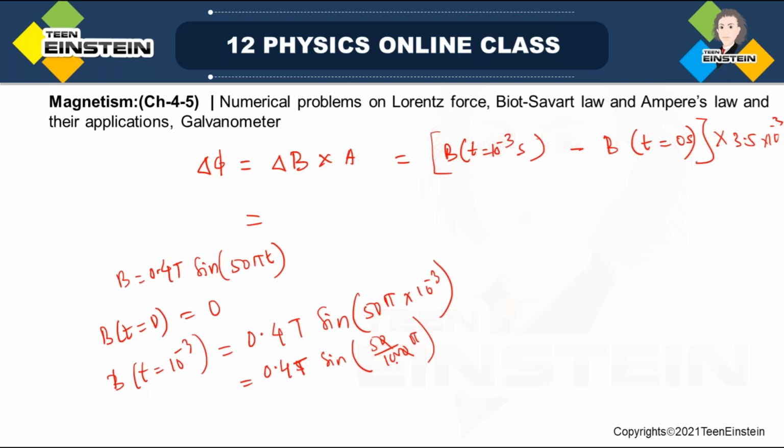Okay, so it is actually 20. No, there is some mistake I have done. I think in the expression of the magnetic field I might have made some mistake. Let me check.